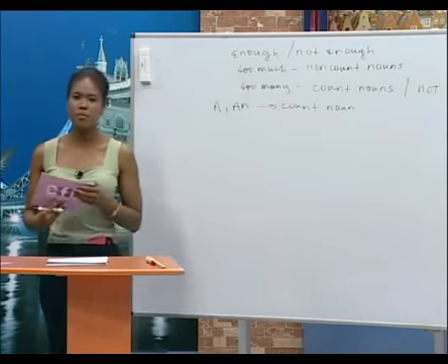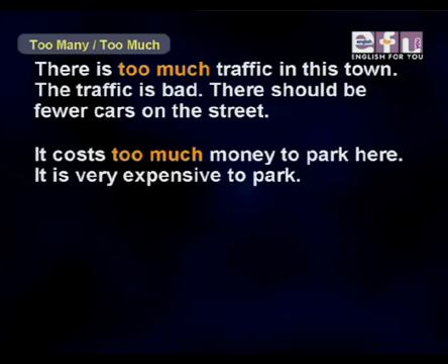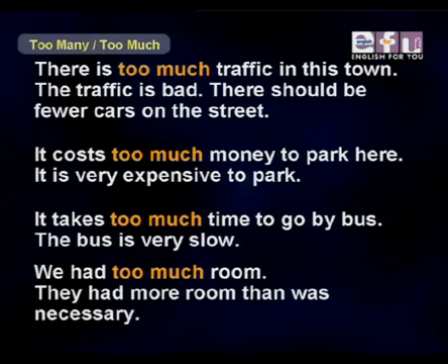Here are some more examples. There is too much traffic in this town. The traffic is bad. There should be fewer cars on the street. It costs too much money to park here. It is very expensive to park. It takes too much time to go by bus. The bus is very slow. We had too much room. They had more room than was necessary.